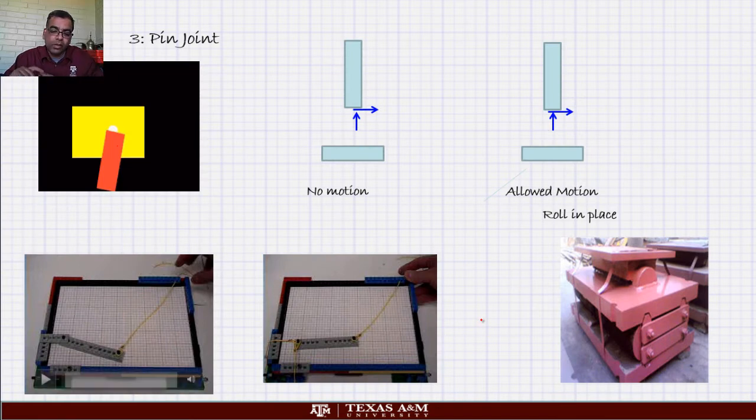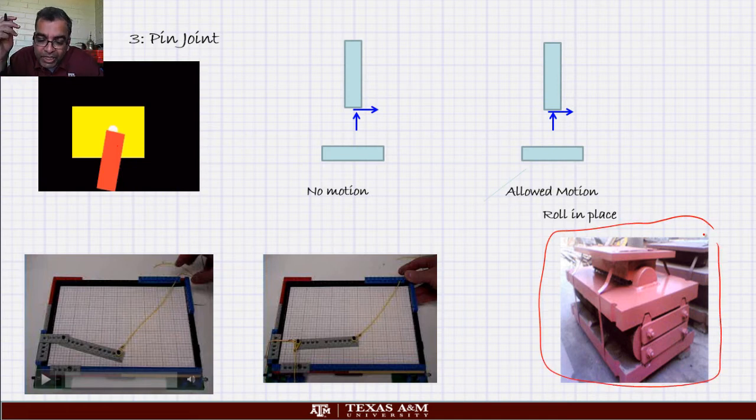Okay, a big example of a pin joint is shown here. This is actually what is there in a bridge. Can you see this gigantic pin joint here? It allows this top platform to rotate and adjust itself.